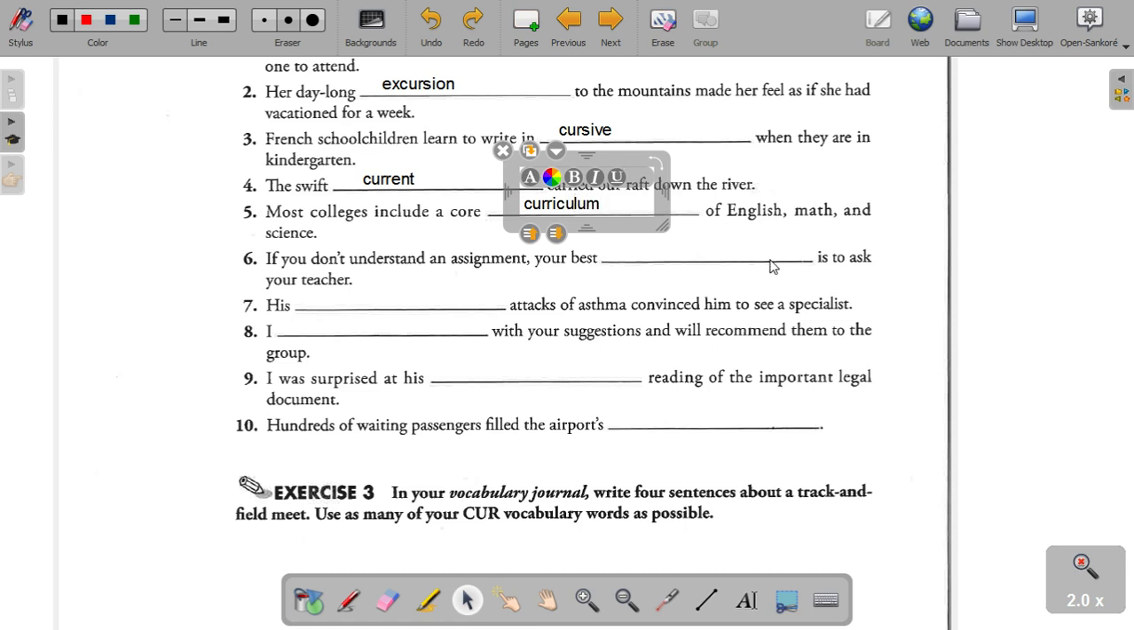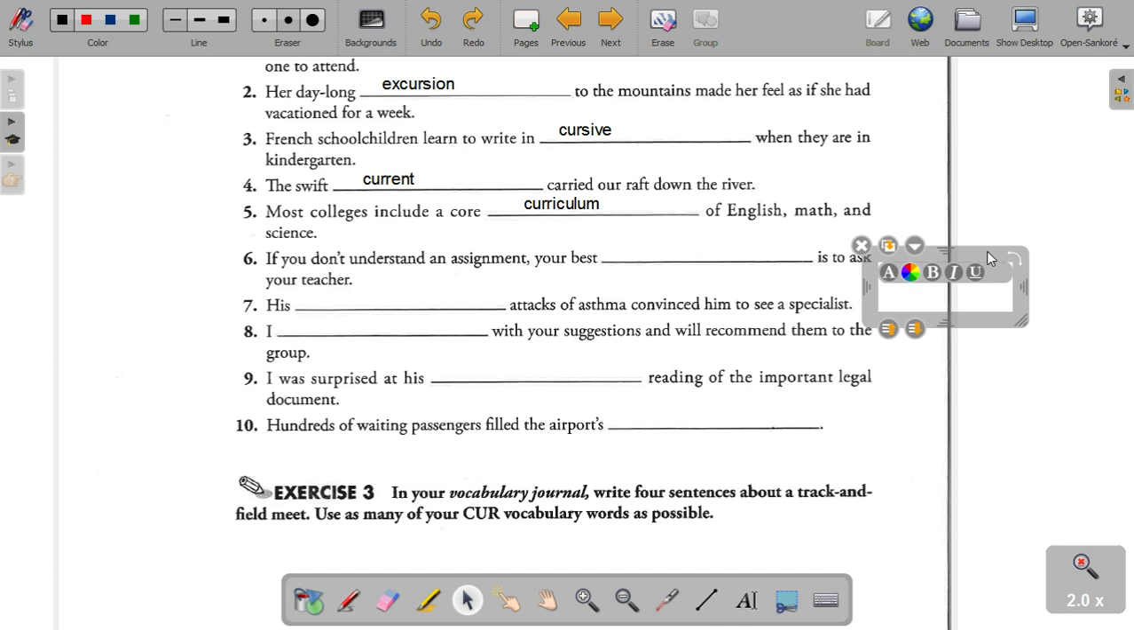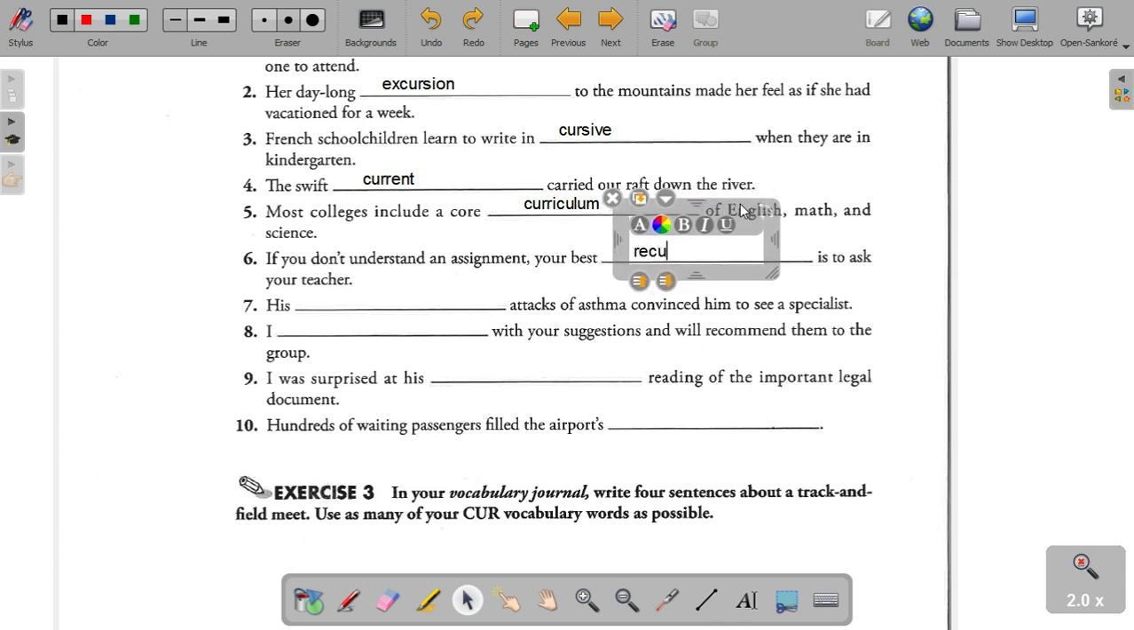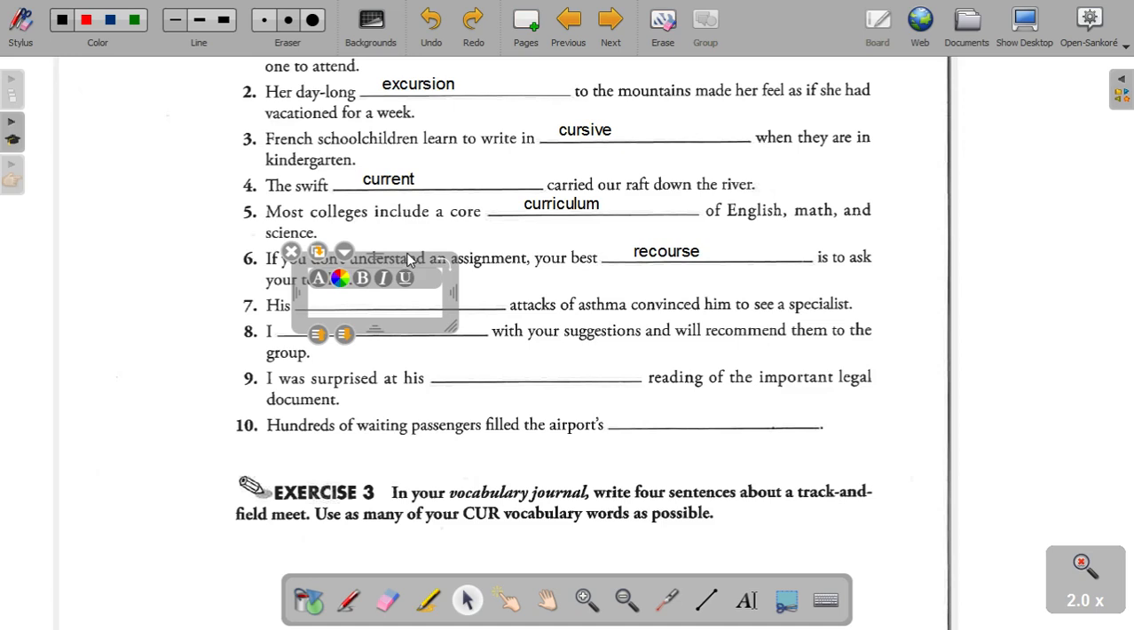Okay. If you don't understand an assignment, your best blank is to ask your teacher. So your best course of action, or another way of putting that, is your best recourse. Remember they talked about recourse is what decision you make in a split second. So when you don't have much time to make a decision, what is the decision to make?